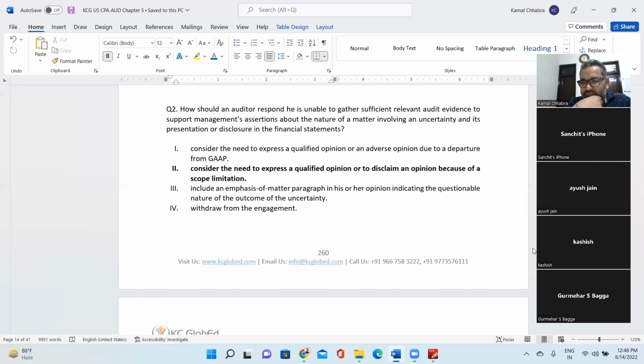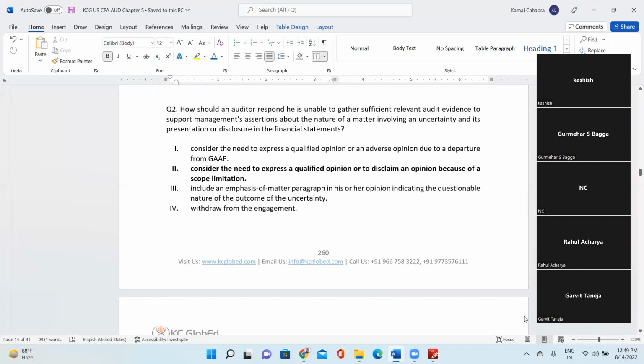The second point says consider the need to express a qualified opinion or to disclaim an opinion. So first we will consider our opinion options. Because of scope limitation, we can do a qualified or disclaimer of opinion. If that also is not feasible, then only as a last resort will we withdraw from the engagement. We will go through all the options first. Sir, first we will go for a qualified opinion, if that is not possible then we will disclaim. You said that when two answers seem the same, we should go with the more relevant one, and withdrawal is the last option. So I think that's why we should consider the second option.